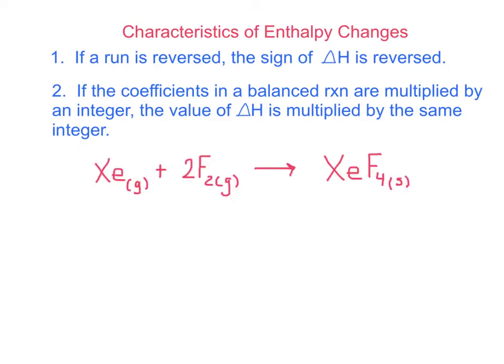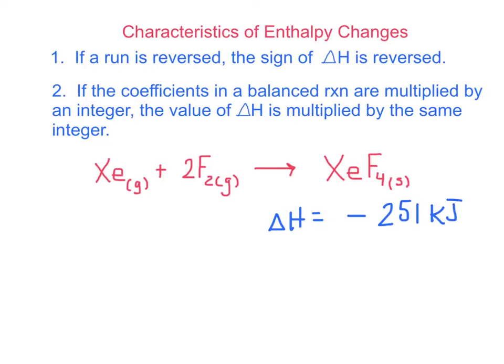So let's do this reaction as an example. I have some xenon gas and two fluorine molecules produces xenon tetrafluoride solid. And here's my balanced reaction. Xenon is balanced and the fluorine atoms are balanced. So if I am told that this reaction produces 251 kilojoules of energy, remember that would be exothermic. My delta H is going to be a negative 251 kilojoules of energy.